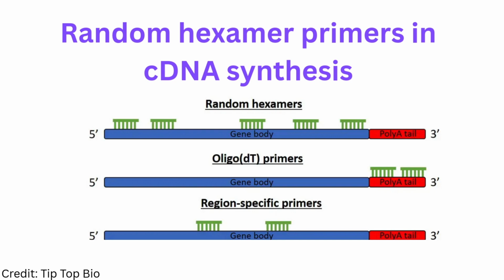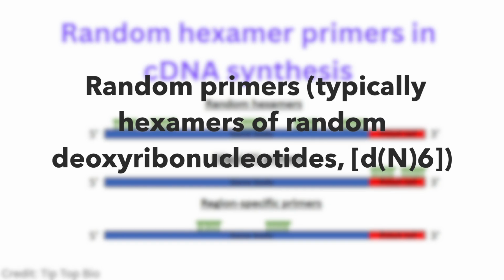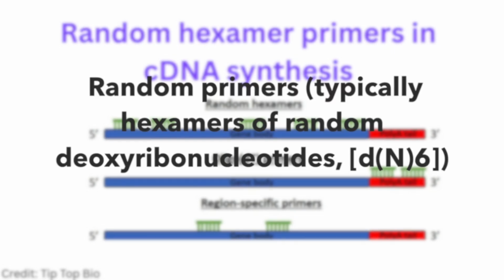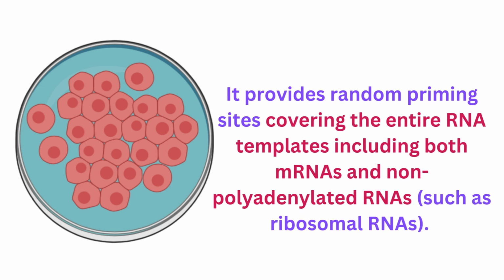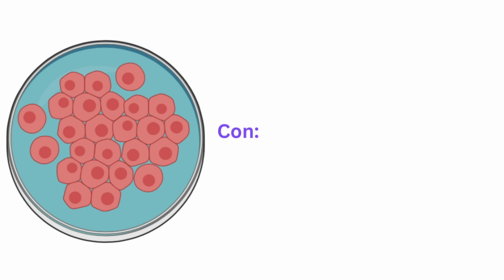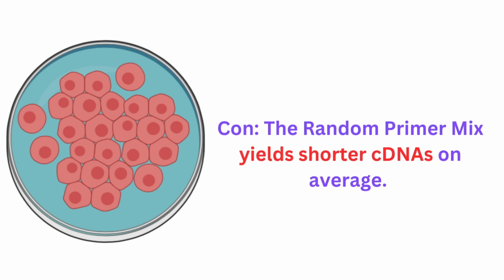So here's a schematic of what it would look like, and this is from TipTop Bio. Credit to TipTop Bio for creating this schematic. Where you're using random hexamers, they will just target different portions of the gene body, as well as in some instances there will be a mix, so they will also target the poly-A tail. But because you don't have only the poly-A tail being targeted, you get different fragments of products potentially. But where you have the oligo-dT, you're only targeting the poly-A tail, and you can get longer stretches of the gene.